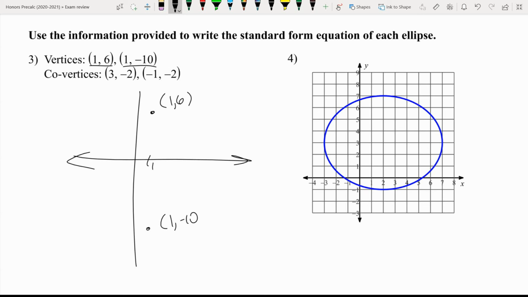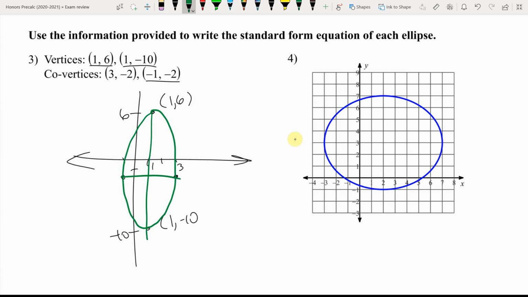So this would be 1, this would be up 6, this would be down at -10. And then at 3, -2, we'd have one side, and then at -1, -2, we'd have our other side. So if you drew this on graph paper, you'd have your ellipse that looks like this. And you kind of have everything you need now to figure out what your center is. It's crossing right through the middle here.